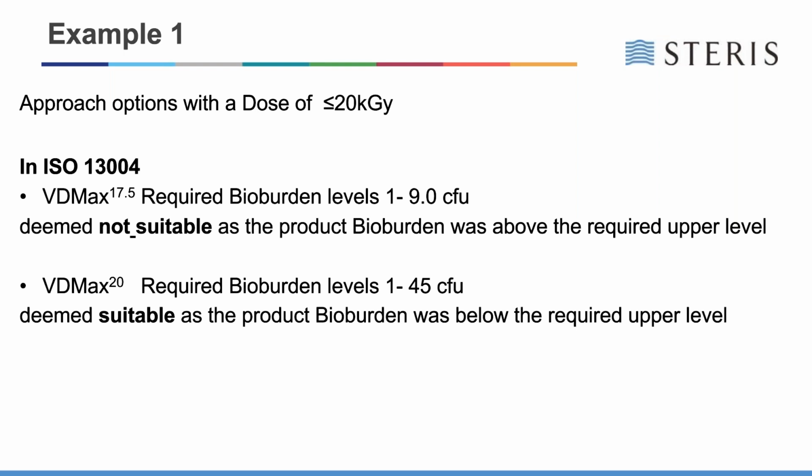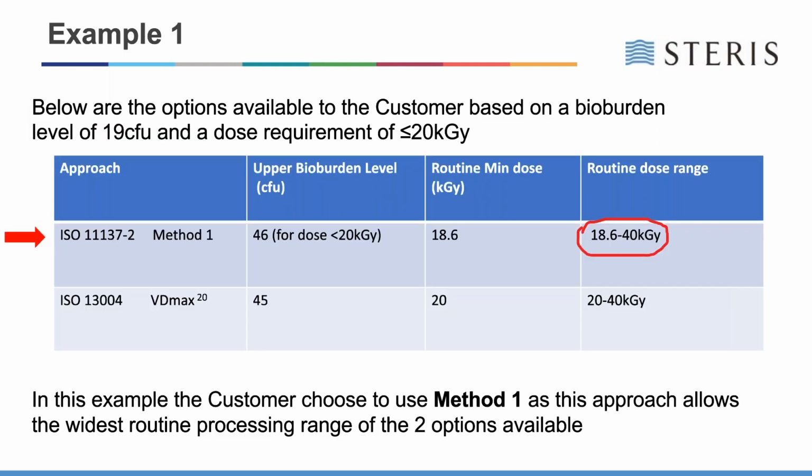So our approach options with a dose of less than 20 kilograys when looking at the ISO 13004. The VD-Max 17.5 requires bioburden levels up to 9 CFUs. We couldn't use this method. However, the VD-Max 20 requires bioburden levels up to 45 CFUs. Seeing that ours was at 19 CFUs, we determined that this would be a suitable approach. In the table below, it shows the options that we have available to the customer based on bioburden levels of 19 CFUs, with a dose requirement of less than 20 kilograys.